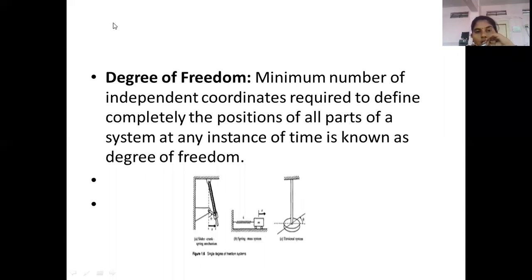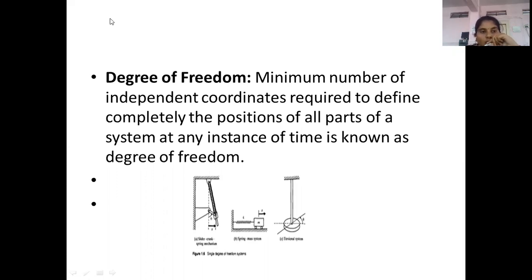So first, understand what degrees of freedom is. Degrees of freedom is nothing but the minimum number of independent coordinates required to define completely the position of all parts of a system at any instant of time.